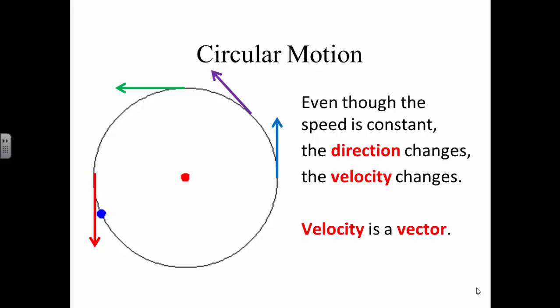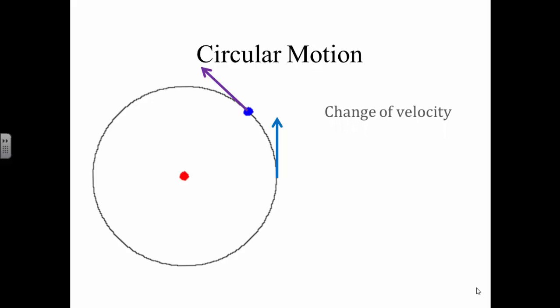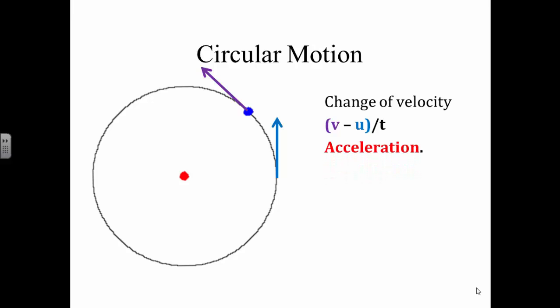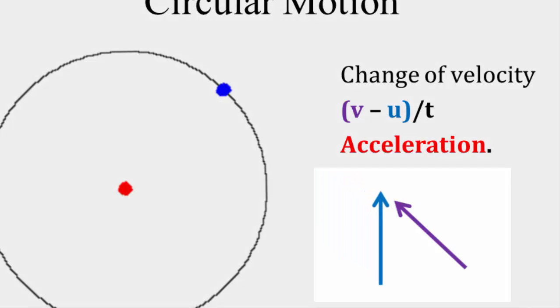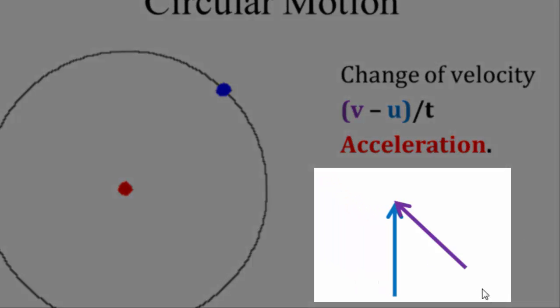Now, if the velocity is changing, we know that the acceleration is a change of velocity. So the change of velocity, which is v minus u divided by t, gives us the acceleration. How can we find v minus u if they're in different directions? We can do this by vector addition. V, which is the final velocity, minus the initial velocity, so we basically need to go from here to here, gives us the resultant change in velocity.